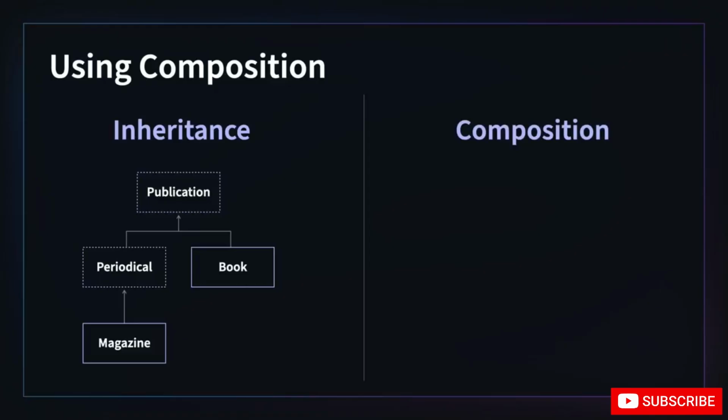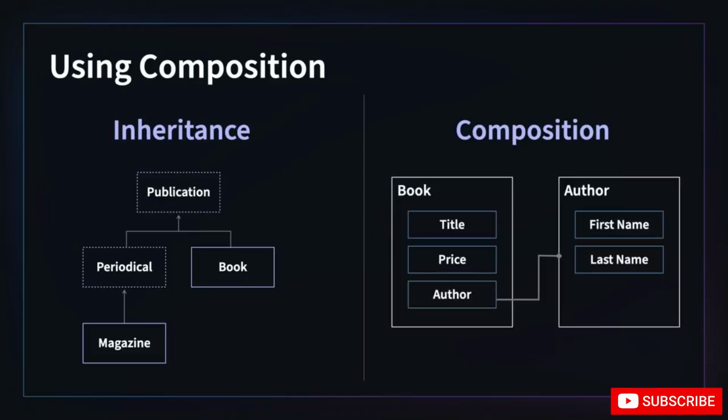Composition works a little bit differently. When using composition, we build objects out of other objects, and this models more of a has relationship than an is relationship. So in the diagram on the right, the book object has an author object, which contains information about the author, rather than defining all of the author-related information directly in the book class. This type of model lets us extract distinct ideas and put them into their own classes.